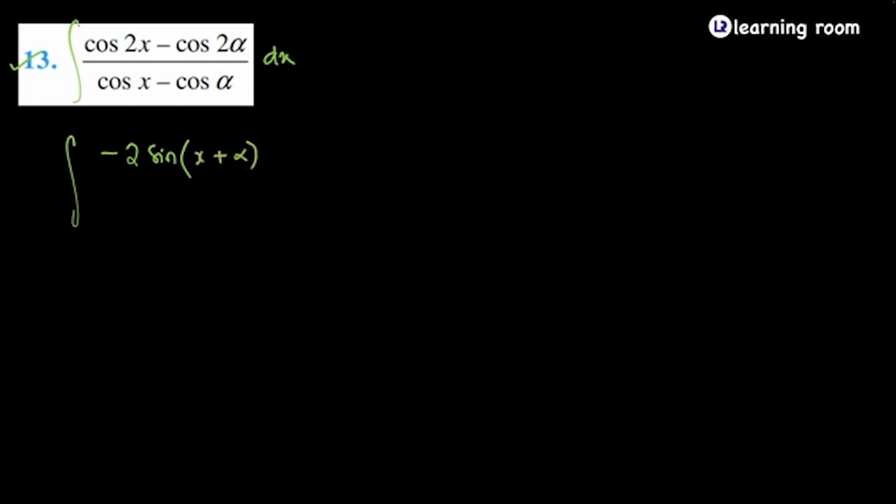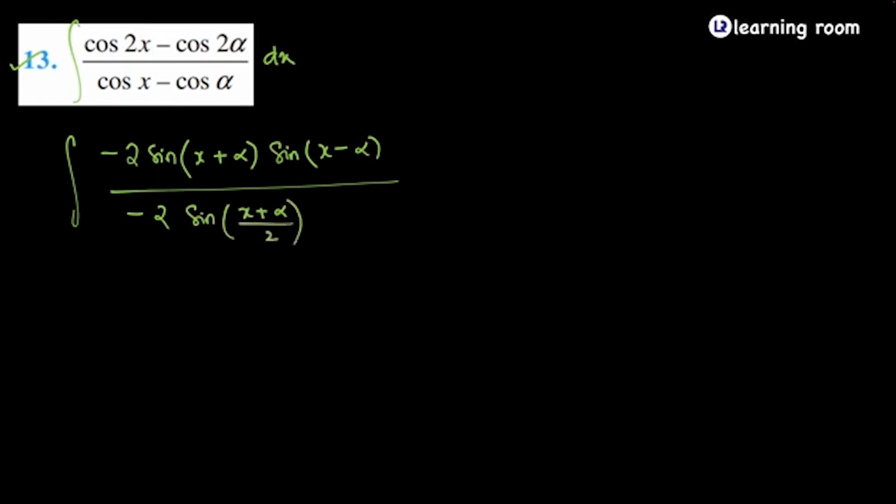So (2x plus 2 alpha) by 2 is x plus alpha. I'm not writing an extra step. I hope you could understand. So (2x plus 2 alpha), the whole divided by 2 is x plus alpha. Sine of (2x minus 2 alpha) divided by 2 is x minus alpha, the whole divided by, what will the denominator be? So minus 2 times sine of (x plus alpha) by 2 sine of (x minus alpha) by 2.